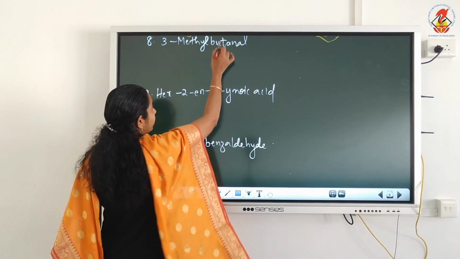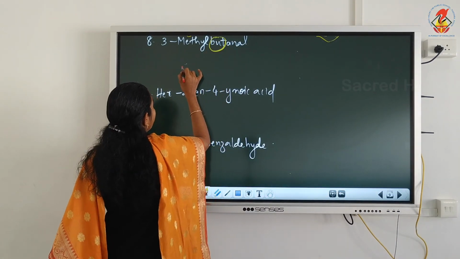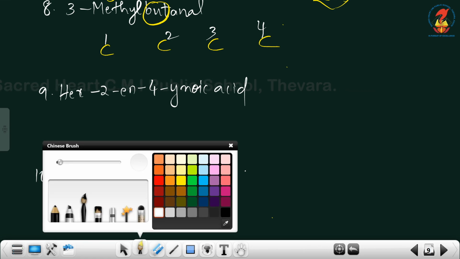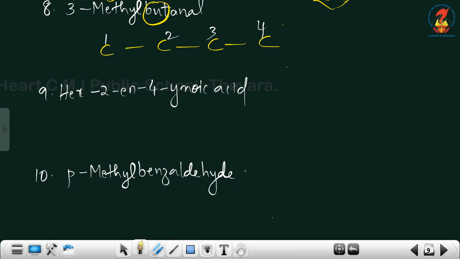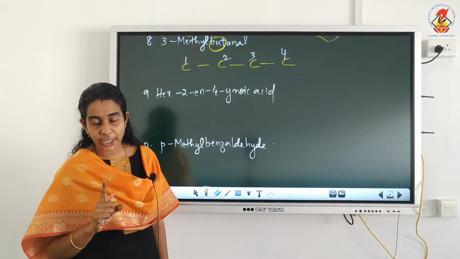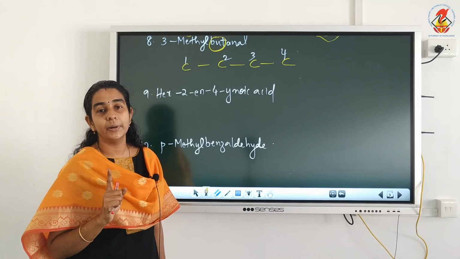3-Methylbutanal. So here the word root is but. So draw 4 carbon atoms. Give continuous numbers as 1, 2, 3, 4. Now after that write the suffixes. Butan means all the 4 carbon atoms are singly bonded. Al means there is an aldehyde group. The position is not mentioned, which means it is the first carbon.